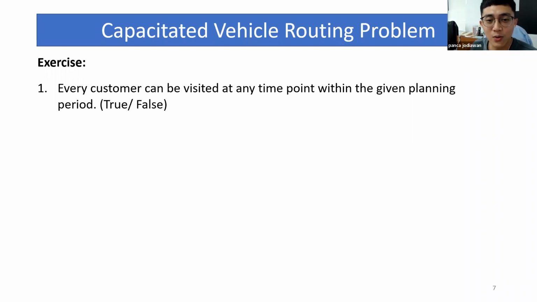Thank you, Dang. That is correct: every customer can be visited at any time point within the given planning period. We are talking about the capacitated vehicle routing problem without time windows, or without the range of time that the customer is available. So you can visit every customer at any time point within the given planning period.